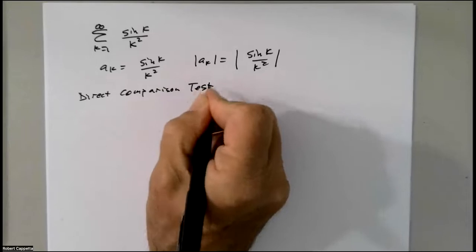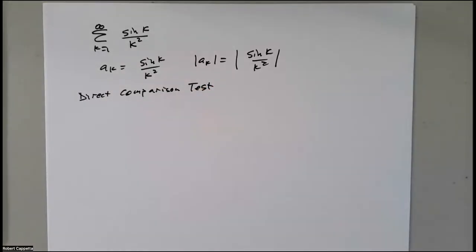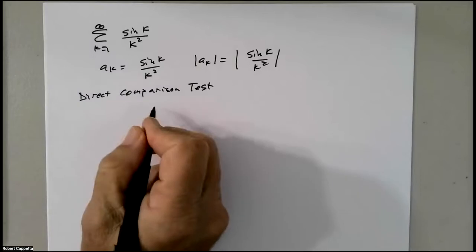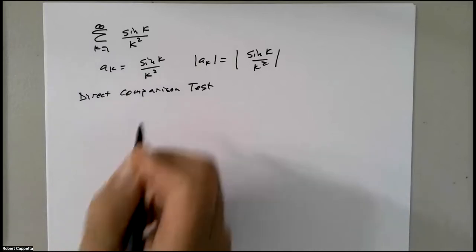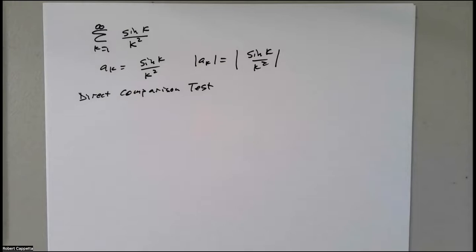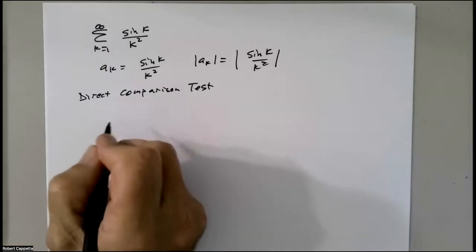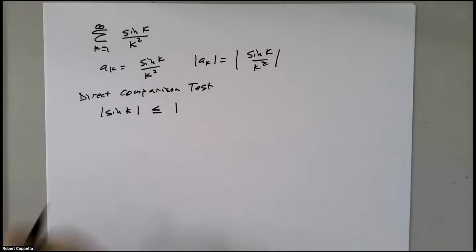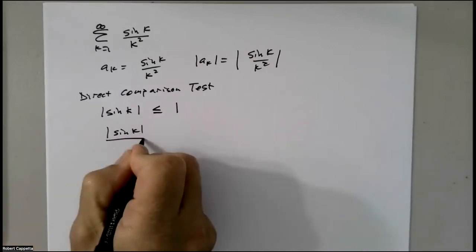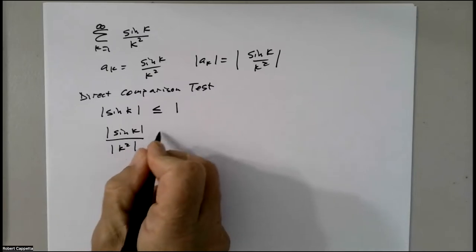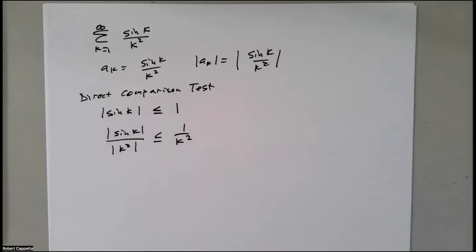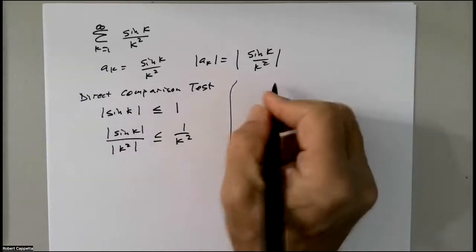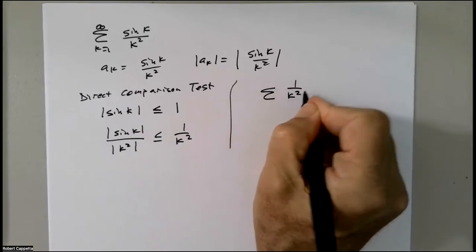So let me ask you this question. What sequence should I compare the absolute value of a sub k to? So I want that to be either less than something that converges or greater than something that diverges. So think about what that will be. What should we compare that to? The answer is, well, we know that the absolute value of sine k is less than or equal to 1. So the absolute value of sine k over the absolute value of k squared is less than or equal to 1 over k squared. Well, what do we know about that one? The sum of 1 over k squared as k goes from 1 to infinity converges by the p-series test.